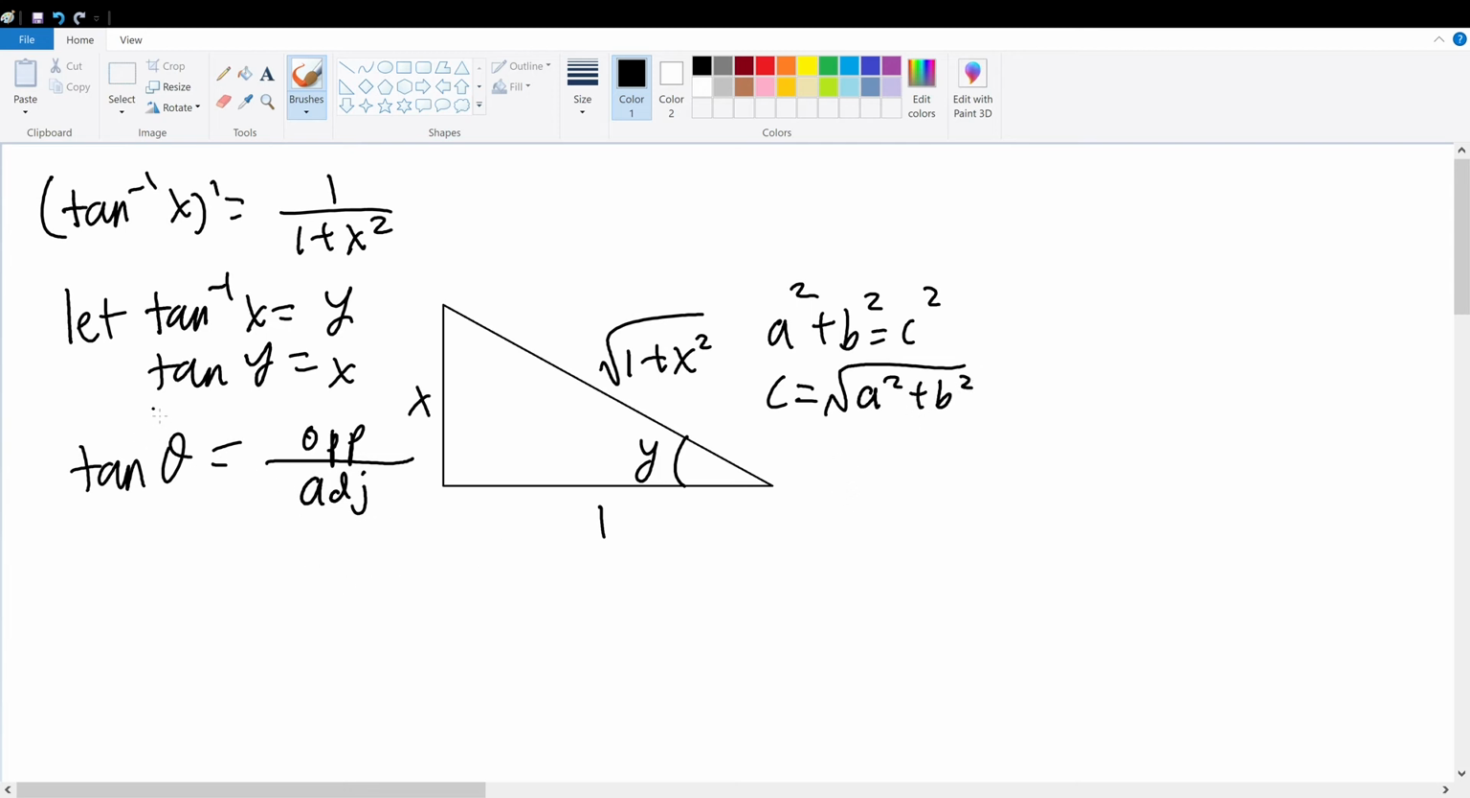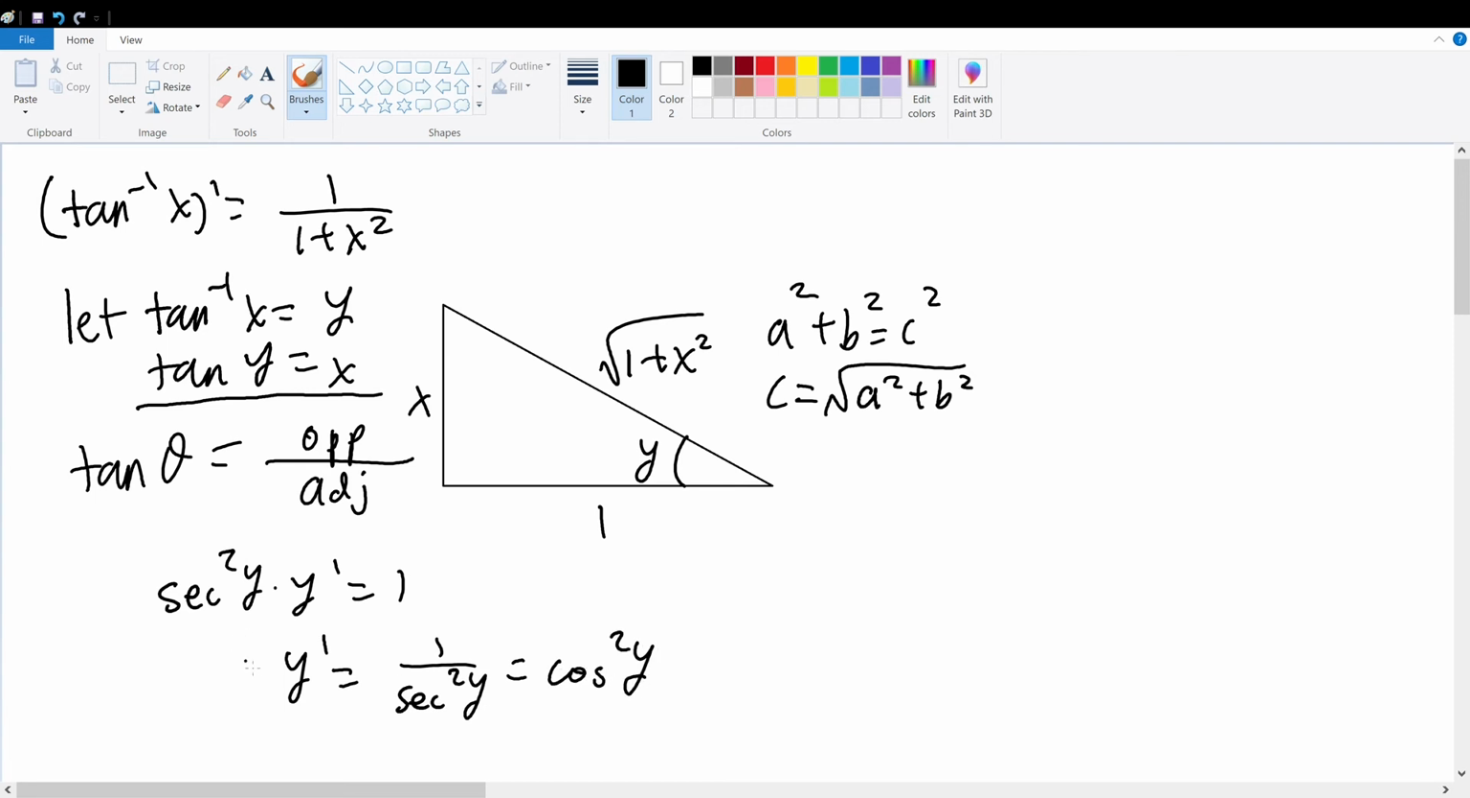And now what we can do is just take the derivative on both sides of the equation, tangent y is equal to x, to obtain secant squared of y times y prime is equal to 1. Therefore, we can rearrange this to get y prime is equal to 1 over secant squared of y, which is equal to the cosine squared of y, which is also equal to the derivative for the inverse of tangent y.